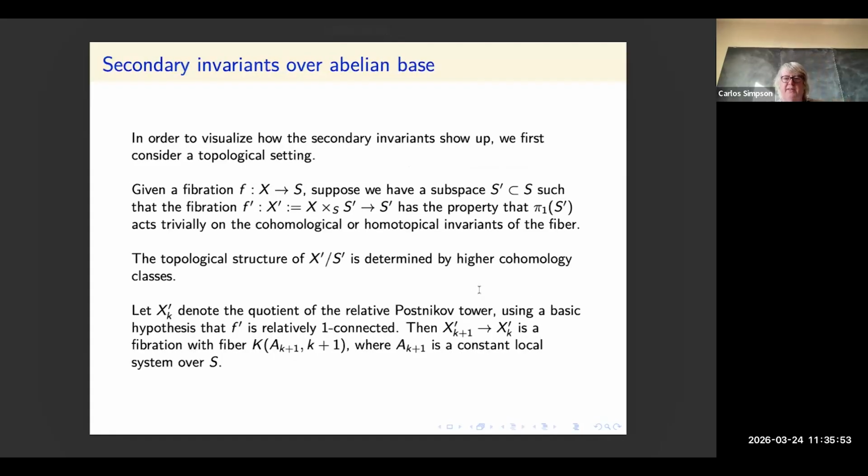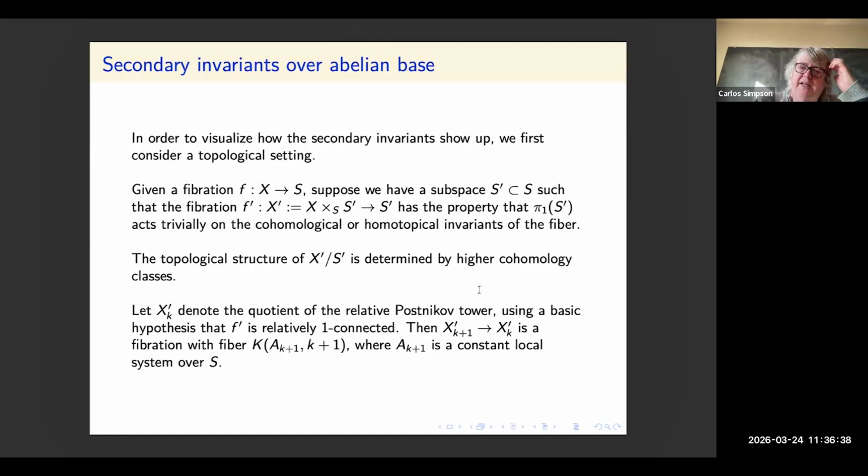So now I'd like to discuss the topological setting. In order to understand what topological types of information could be contained in this type of situation, let's go back and think of just a topological setting. So suppose we have a fibration of topological spaces, and suppose we have a subspace S prime in the base with the property that, well, in fact, S prime is really going to be a torus here. But anyway, let's suppose that pi one of S prime acts trivially on the homotopical invariants of the fiber, or the cohomological invariants.